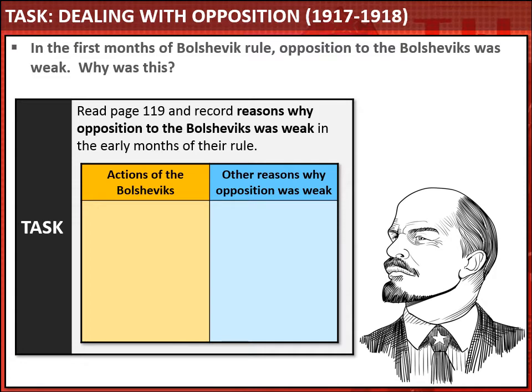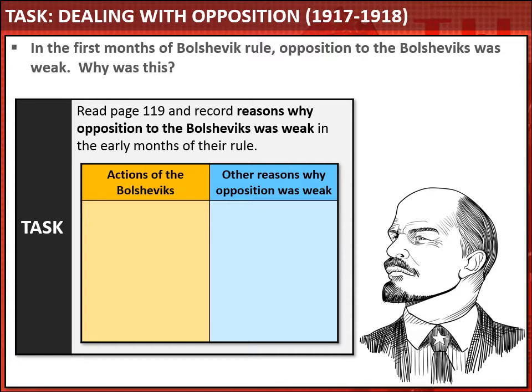So, in the first months of Bolshevik rule, opposition to the Bolsheviks was actually quite weak. And I want you to think about why this was. So I need you to read page 119 in your textbook. And as you do this, I want you to record any reasons you can find why opposition to the Bolsheviks was weak in those early months.